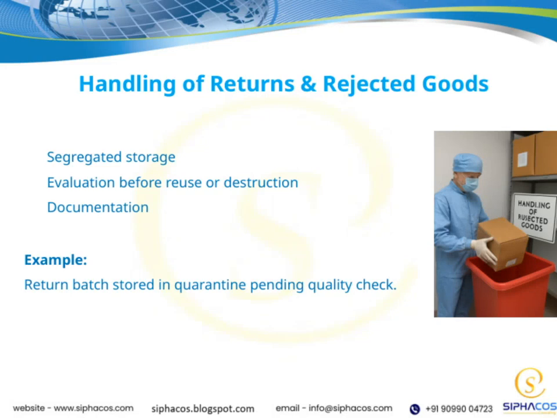Now, let's talk about how we handle returns and rejected goods. First, it's crucial that these items are stored separately from our goods stock, which is what we refer to as segregated storage.